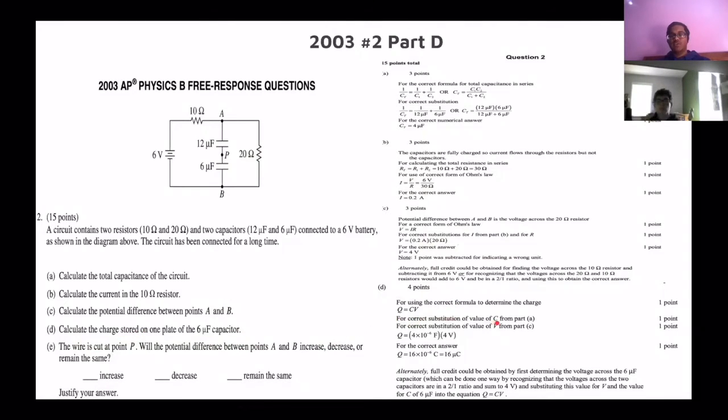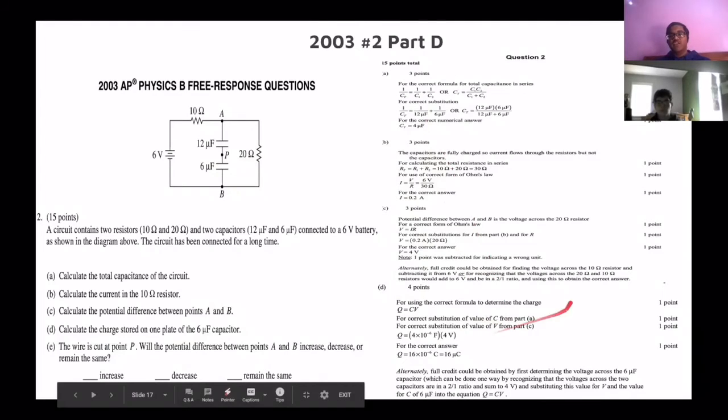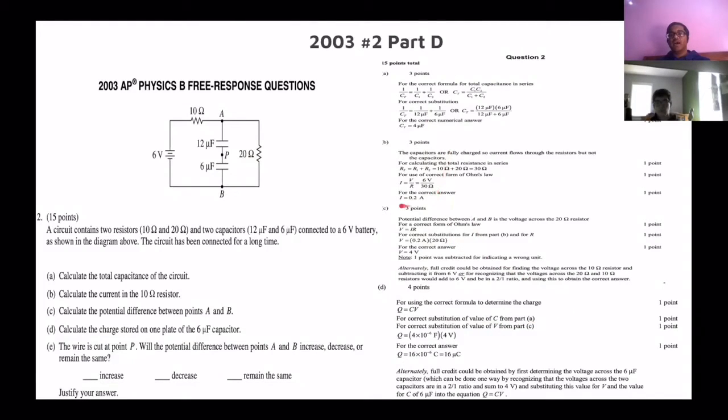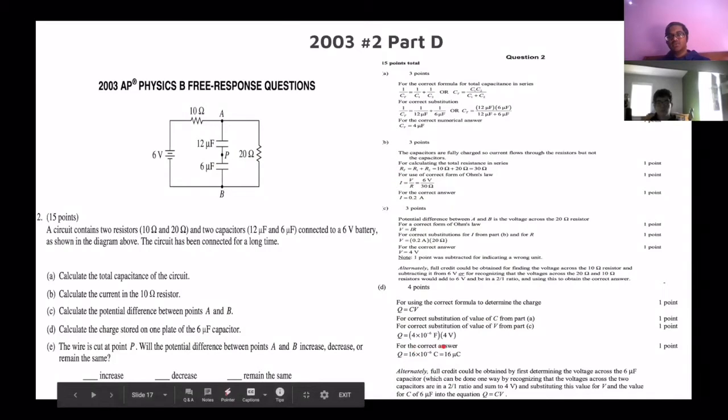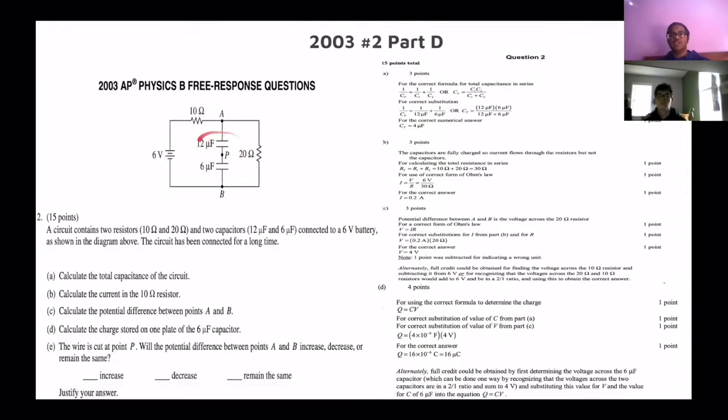We use Q equals CV, C from part A, V from part C, which we got from finding I in part B. So you substitute those in, you get 16 times 10 to the negative 6 microcoulombs, and that is going to get you 4 points if you use the variables, plug them in, and use the values you found from the other parts. So again, it's kind of an easy way to get points if you know what you're doing in the other parts. But again, to do that, you need to know a few things about circuits.